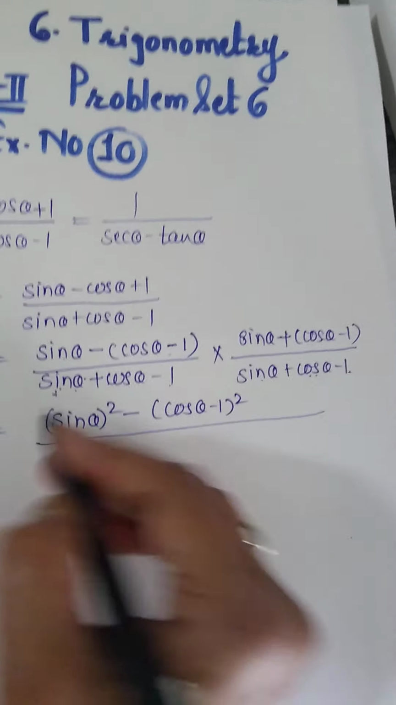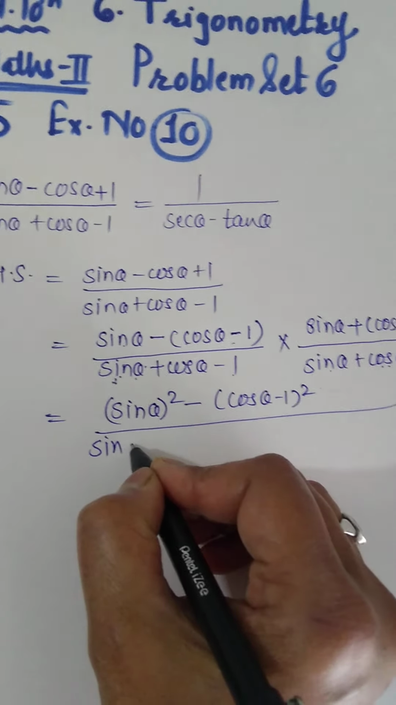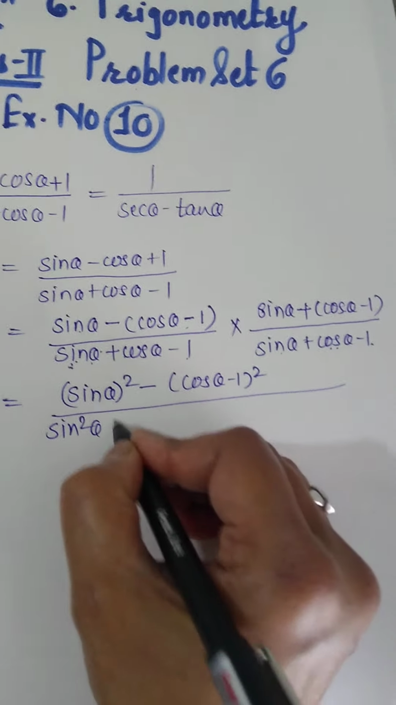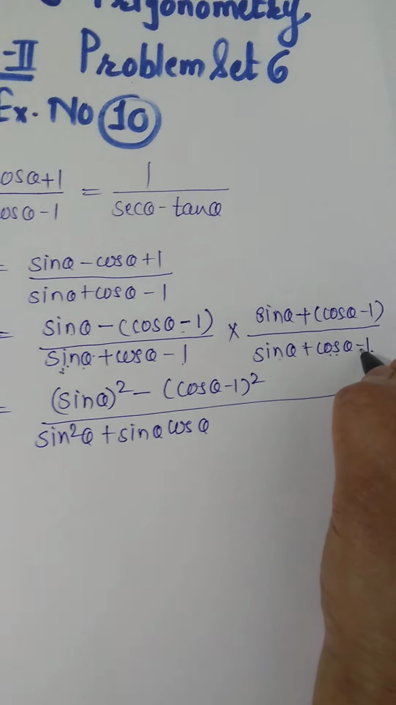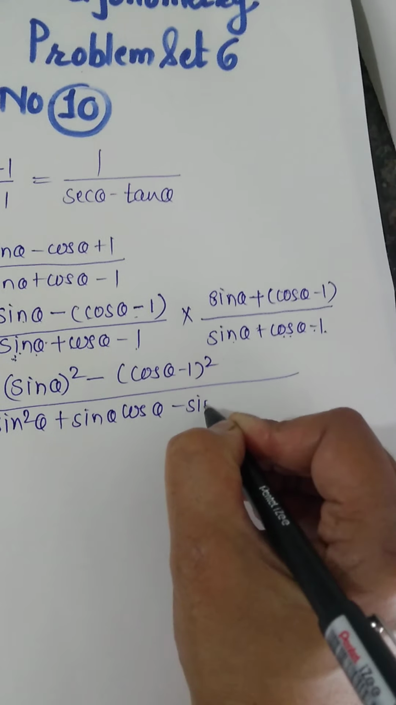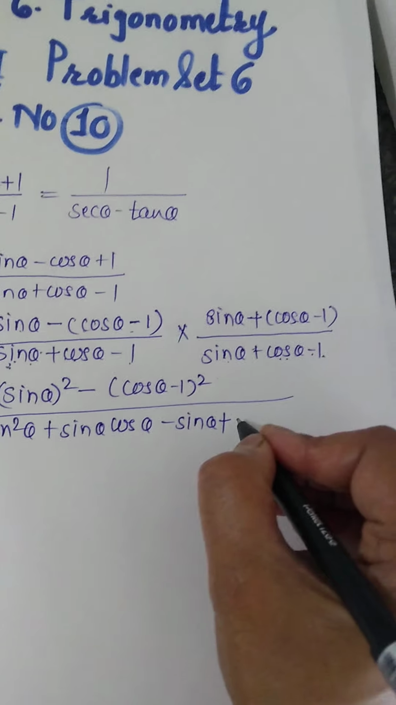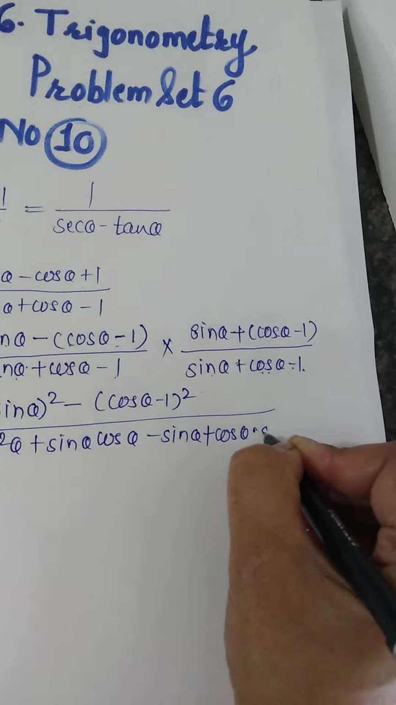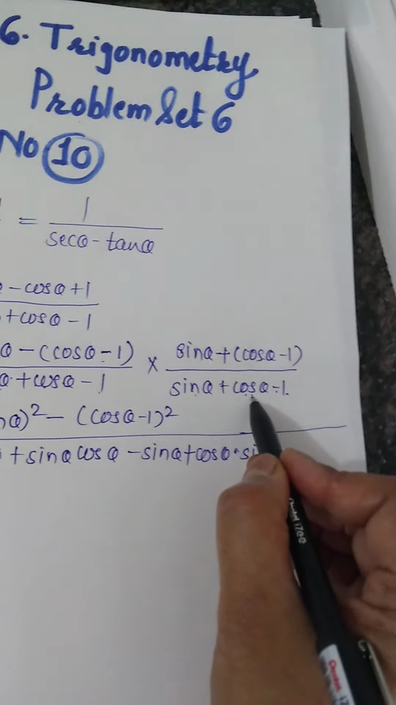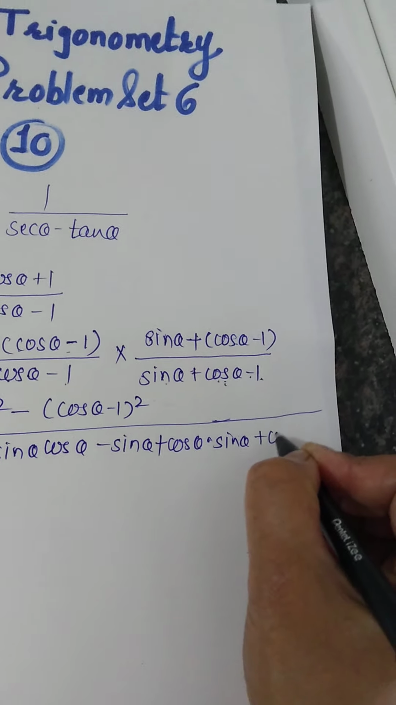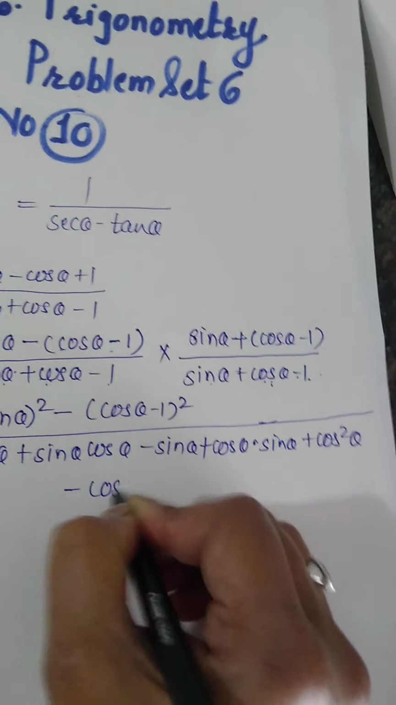So sin θ multiplied by sin θ, we write sin square θ; sin θ multiplied by cos θ, sin θ cos θ; sin θ multiplied by minus 1, that is minus sin θ. Now the second term: cos θ multiplied by sin θ, cos θ sin θ; cos θ multiplied by cos θ, it is cos square θ; cos θ multiplied by minus 1, that is minus cos θ.